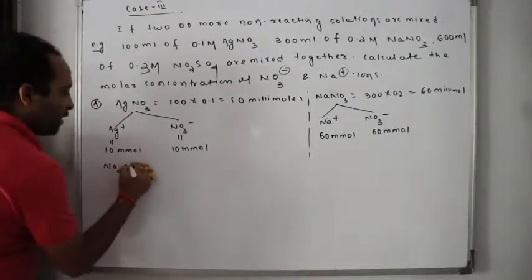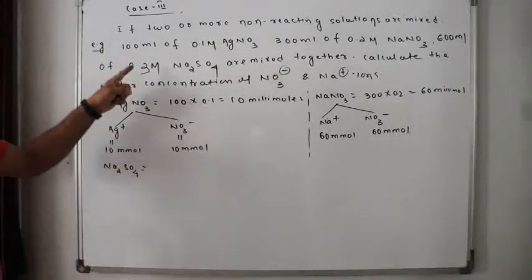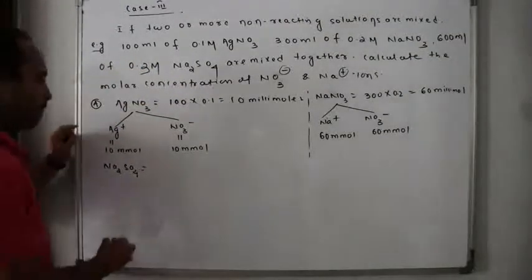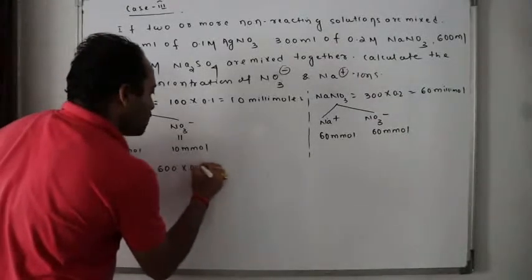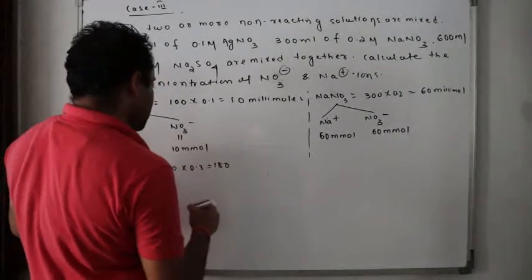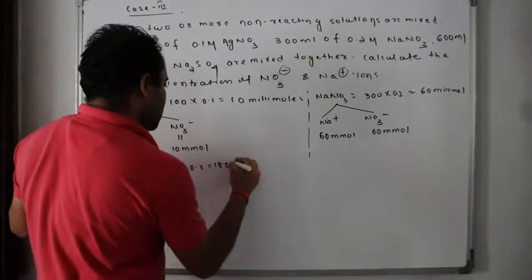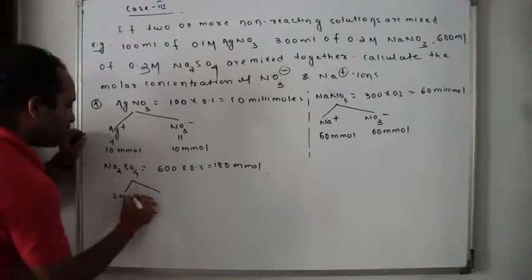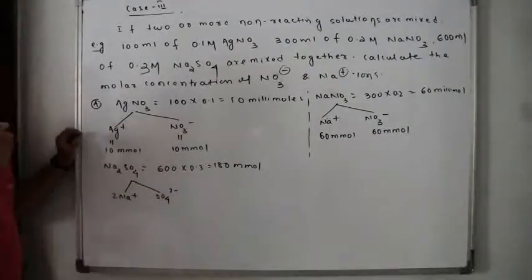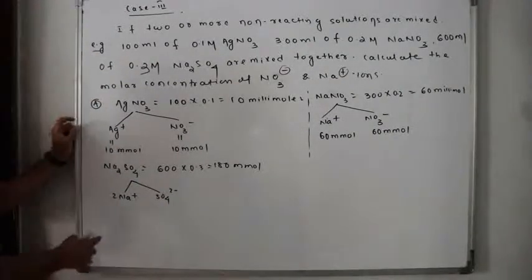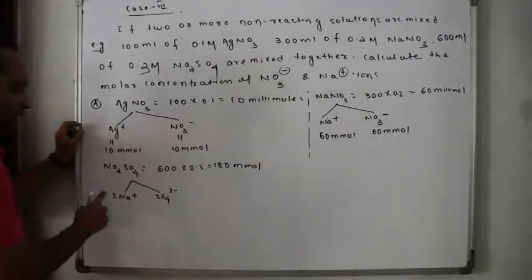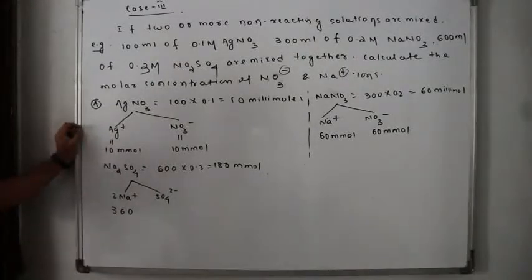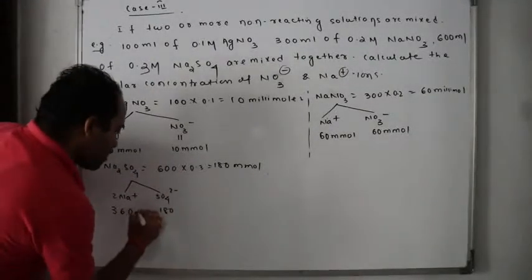Now, third, we have Na2SO4. Isn't it? Now, Na2SO4, how much? Of 0.3, 600 into 0.3, how much will it be? 600 into 0.3 will be 180 millimoles. Now, if it breaks down, I'll get 2 Na plus and 1 SO4 2 minus. So Na2SO4 is 180, and Na plus is twice of that. So 180 twice is 360. And this is 180 millimoles.